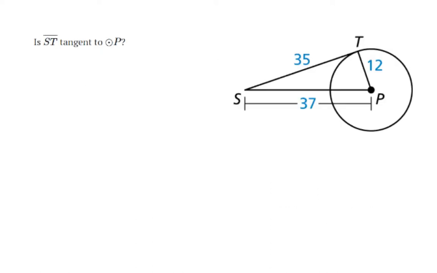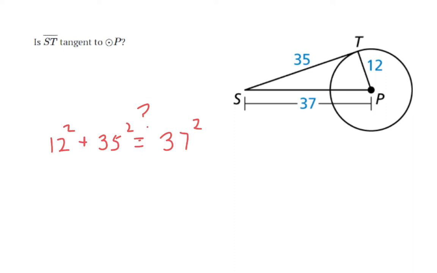So then, how do we use those tangents and those ideas of being perpendicular? This question asks, is ST tangent to P? And we're given lengths here. We're given TP, we're given SP, and we're given ST. Well, this is a let's check Pythag question. Is 12 squared plus 35 squared equal to 37 squared? If it is, then Pythag holds, which means that's a right triangle. If it's not, then it's not a right triangle, and it's not a tangent.